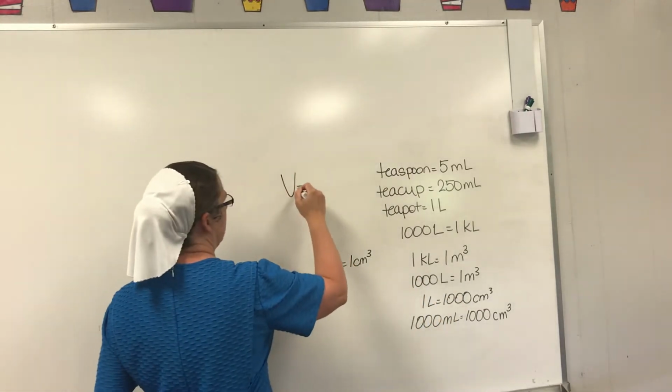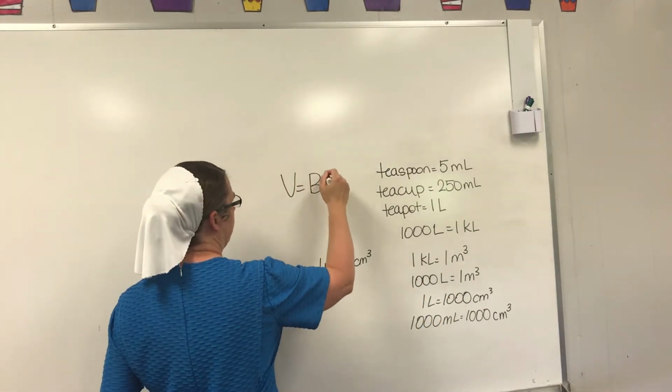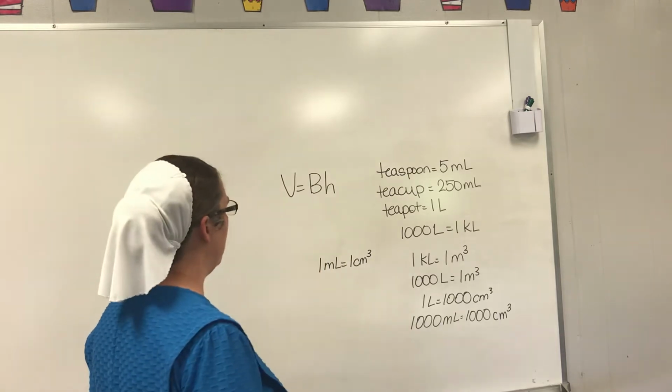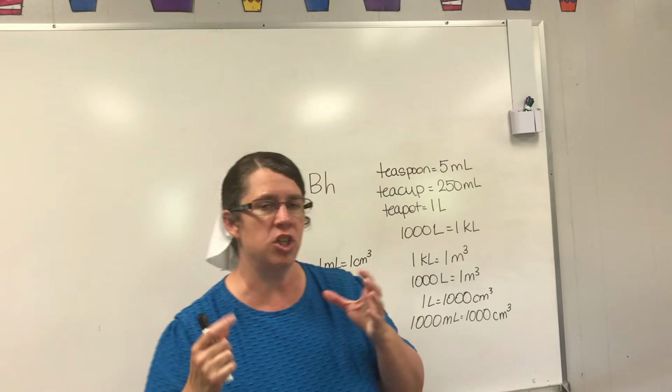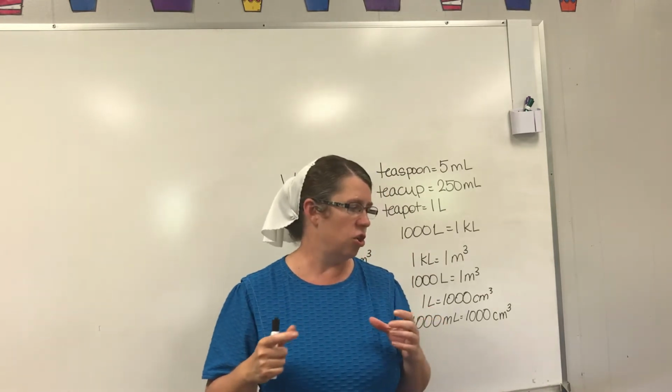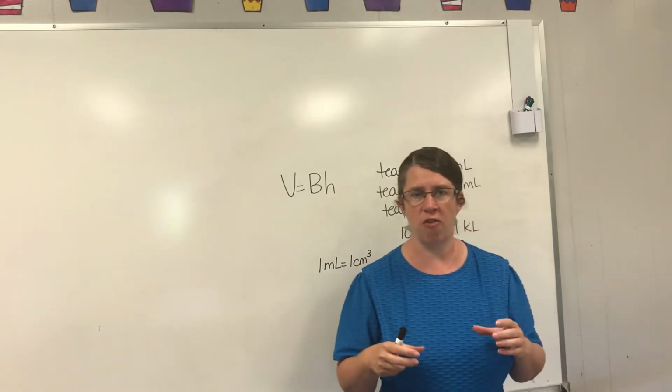Volume equals area of base. That's what the capital B stands for, and the height. Okay, we have to know what our base is. We have to know what the shape of our base is. So, what is the shape of the base of the coffee cup?